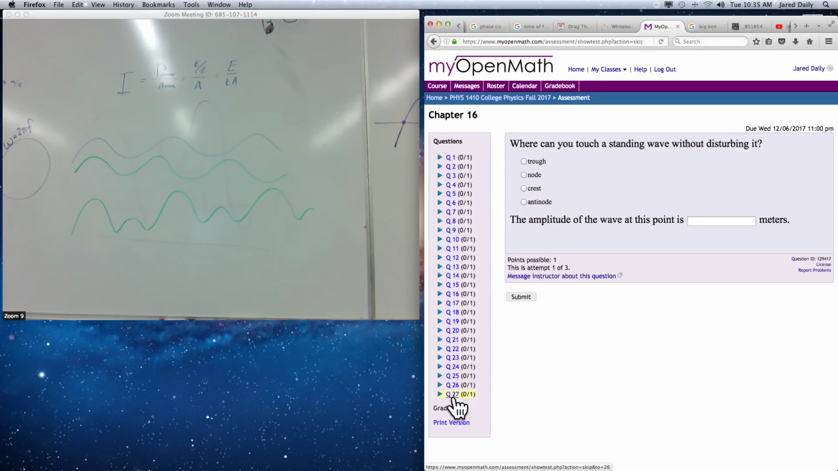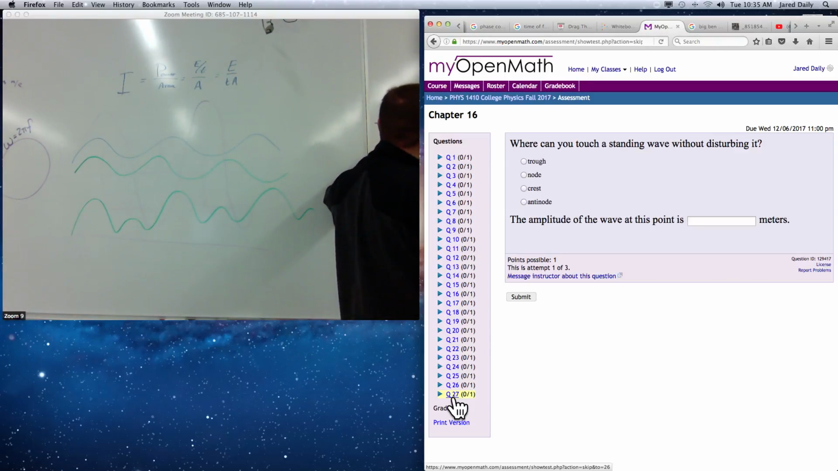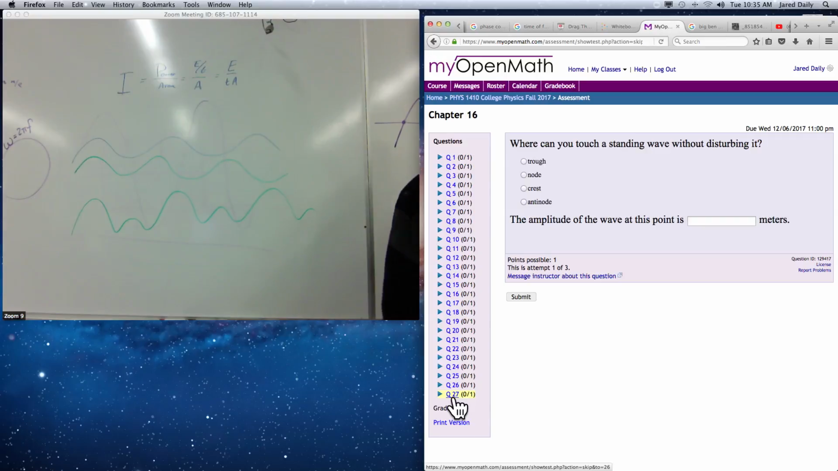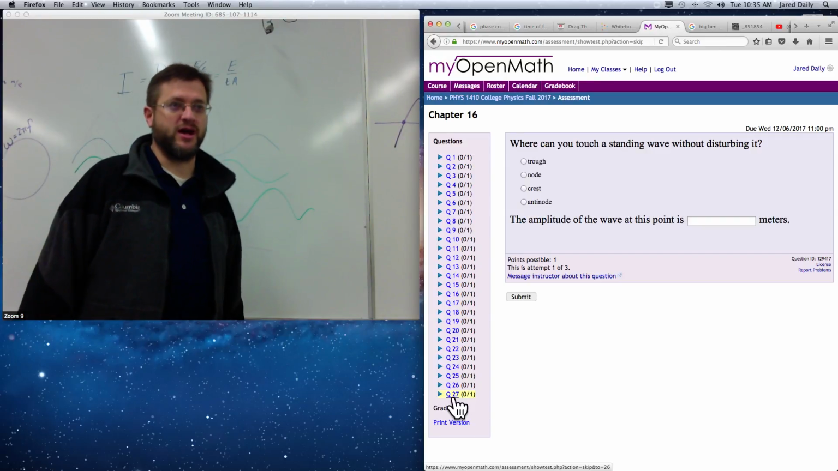And that's what they mean when they talk about an ascending node or descending node. If the wave is moving this way, an ascending node is this one where the wave is coming up to it, and this is where it's coming down to it. That's a descending node. But the nodes are just places where they're not moving.